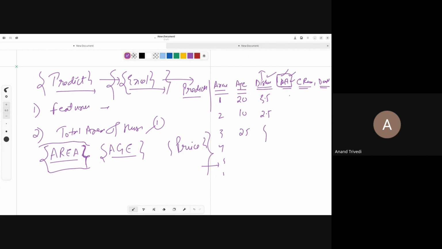Distance from amenities is the same thing. Crime rate is by default going to be a number, for example 2% crime rate or 5% crime rate. And then population density, which is again going to be numbers per square kilometer or per meter, whatever we choose, for example 1,000 or 10,000.